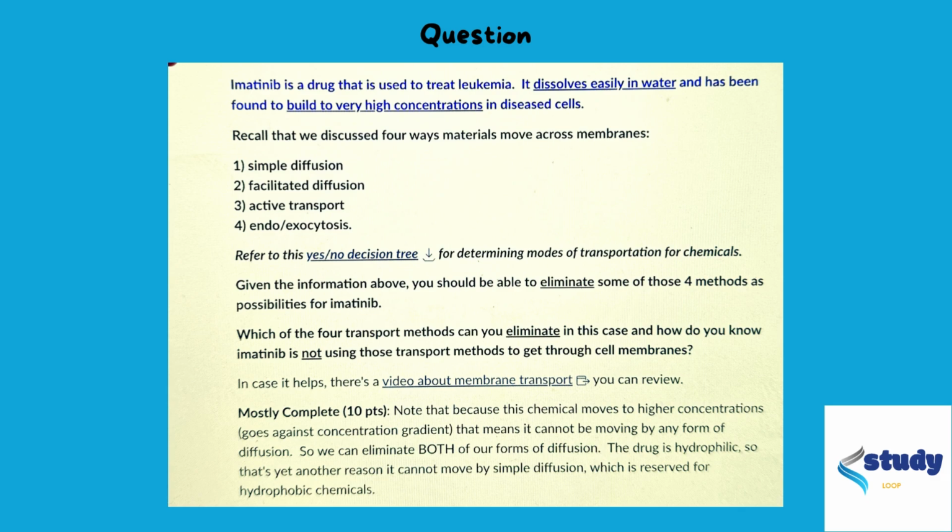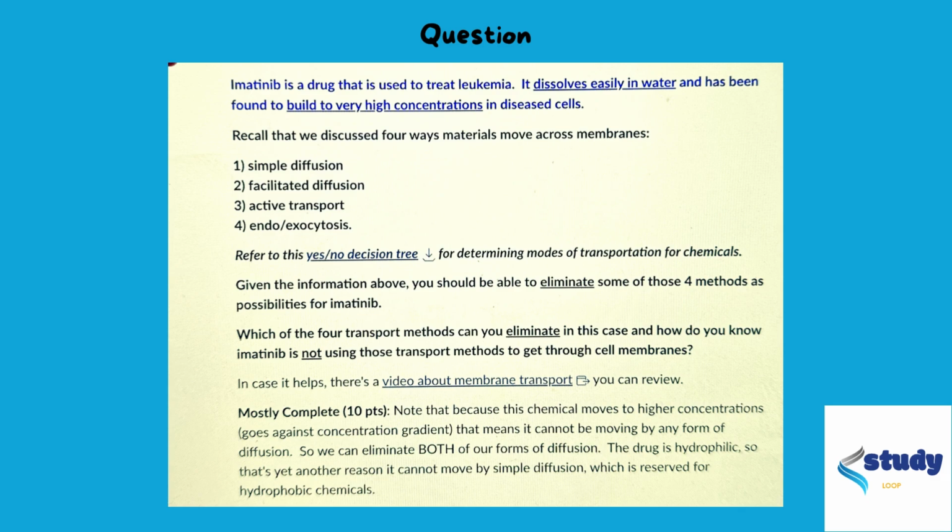Recall that we discussed 4 ways materials move across membranes: simple diffusion, facilitated diffusion, active transport, and endo/exocytosis. Refer to this yes/no decision tree for determining modes of transportation for chemicals. Given the information above, you should be able to eliminate some of those 4 methods as possibilities for imatinib.